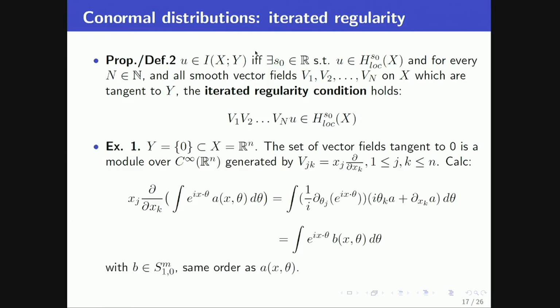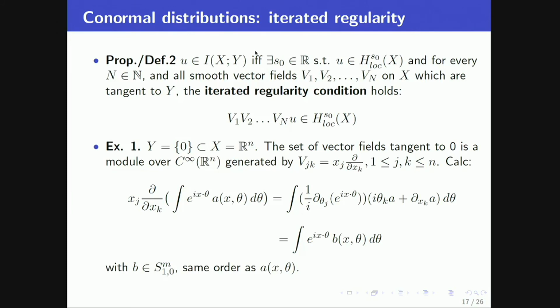So let's take our standard example of Y being the origin in R^n. Then the set of vector fields that are tangent to 0 is simply generated as a module over C infinity. It's generated by these vector fields V_jk. V_jk is simply taking d/dx_k, which of course is a basis for the tangent space, multiplying by the functions x_1 up to x_n, which vanish at the origin. And any vector field which is tangent to the origin is a linear combination of these guys with smooth coefficients. Okay, so we only need to examine one of these guys. The smooth coefficient multiplying by that doesn't change H^{s_0}, so that can be ignored.